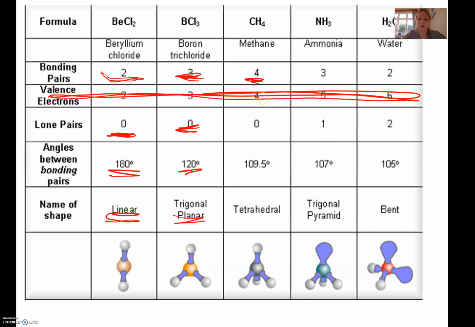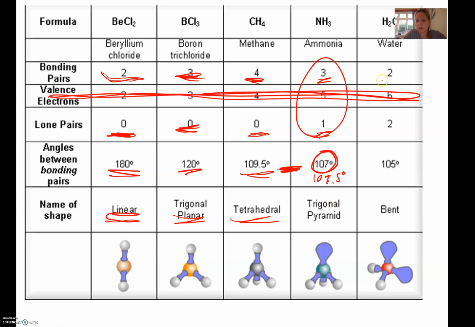Methane, 4 electron density regions, 4 of them are bonding, 0 non-bonding, tetrahedral 109.5. Ammonia, 3 bonding, 1 non-bonding, making a total of 4. You'll see here that this bond angle is slightly less than 109.5. In NCEA, we just say 109.5. This is actually correct, and if I was with you in class, I would explain why that is, but I'm just going to forget about that for now. If people are still interested, I can explain at a later date.